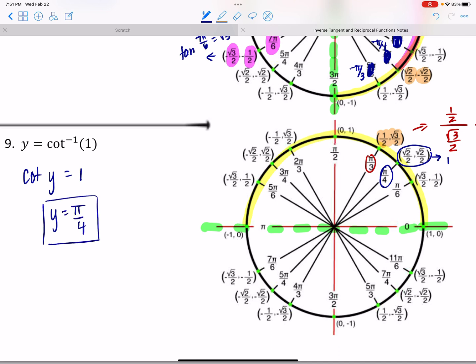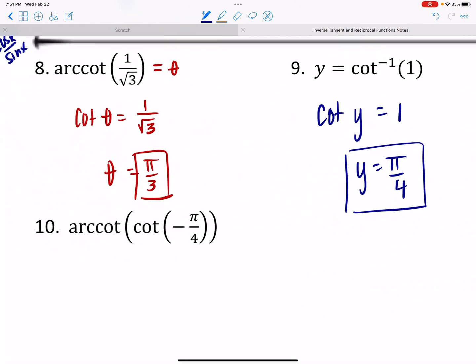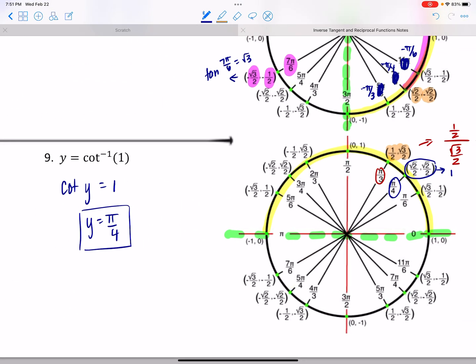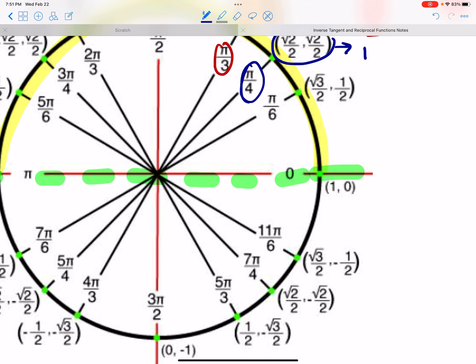And one last one. The arc cotangent of the cotangent of negative pi over 4. Very similar to what we did a few minutes ago. Again, these being opposite operations means they're going to cancel, so technically they should leave us with negative pi over 4. Negative pi over 4 is where? If positive pi over 4 is here, negative pi over 4, oops, I went too far.